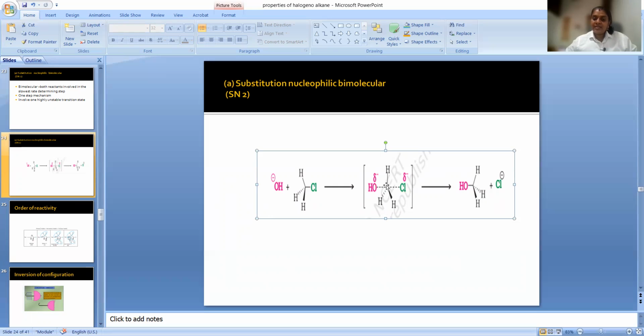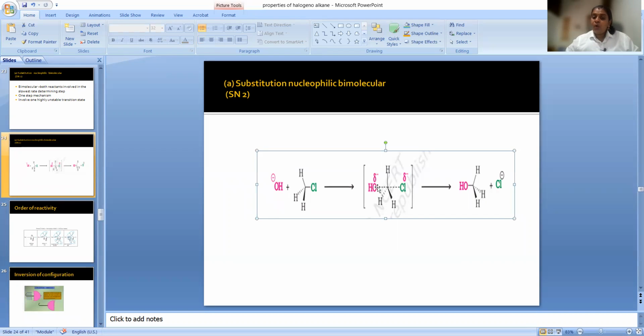And this will be very highly unstable. And you can see dotted lines here and here. That is, partially the nucleophile is joining to the carbon atom, and partially the leaving group is leaving the carbon atom. Okay. So in the next step, it immediately rearranges and you will get OH here and Cl minus here. Now let us see what happened. Actually, Cl is going from here, but OH is not coming here.